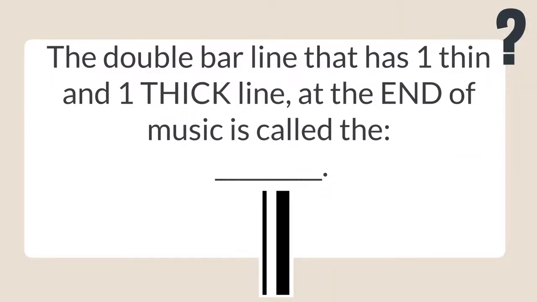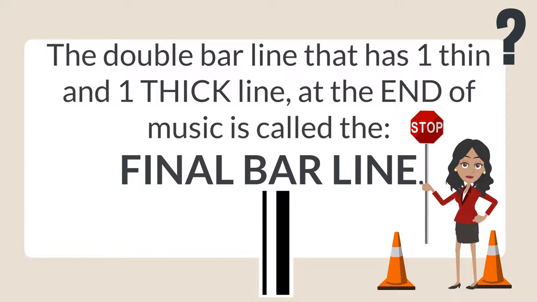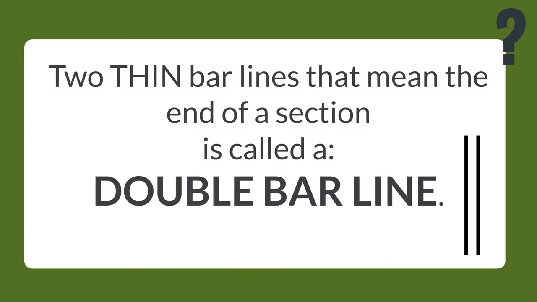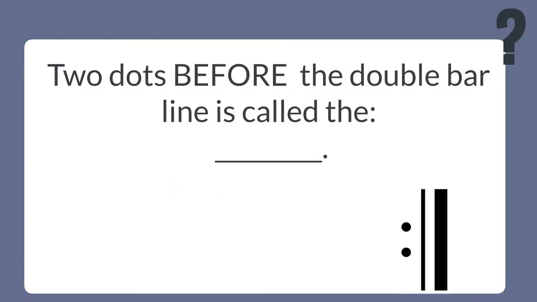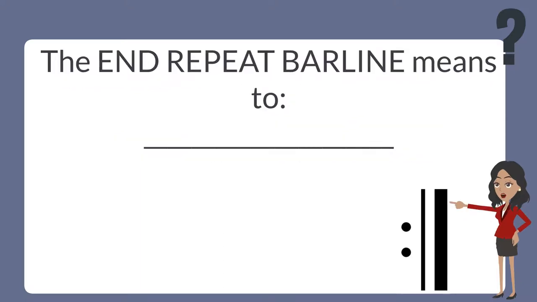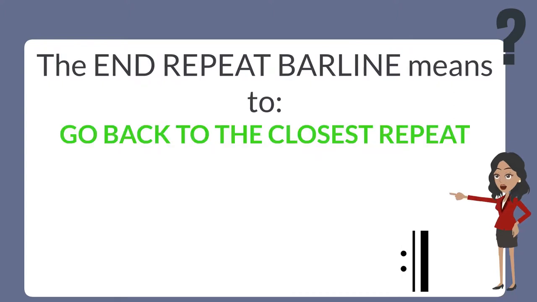The double bar line that has one thin and one thick line at the end of music is called the final bar line. Two thin bar lines that mean the end of a section is called a double bar line. Two dots before the double bar line is called end repeat bar line. The end repeat bar line means to go back to the closest repeat.